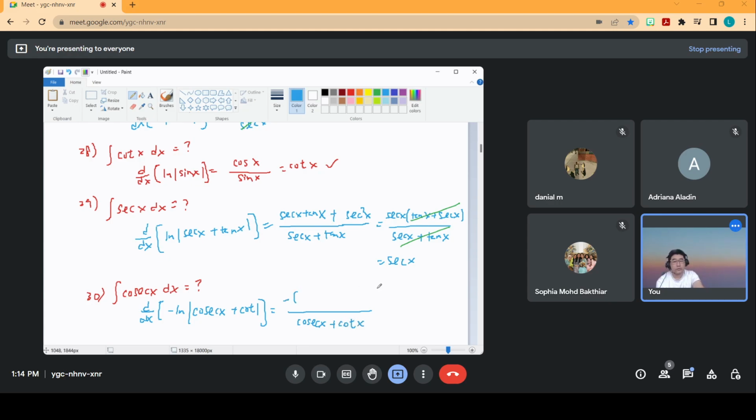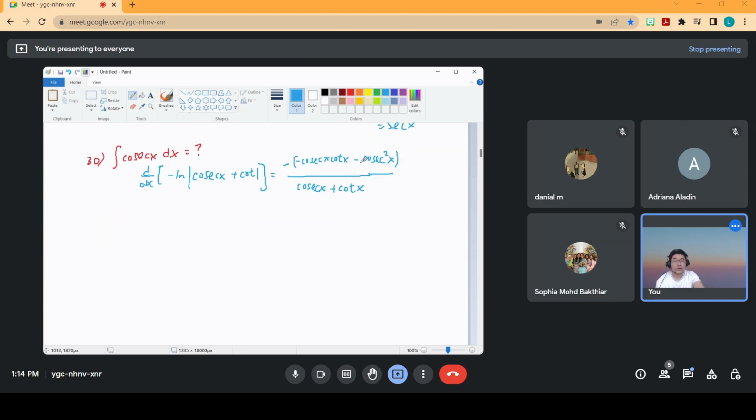I have a negative. This negative is from outside here. So then I need to differentiate the inside. Differentiating cosecant gives us negative cosecant x cotangent x. Then differentiating cotangent gives us negative cosecant square. So from here, we can see that the negative sign, we can put it inside. So you have cosecant x cotangent x plus cosecant square x over cosecant x plus cotangent x.